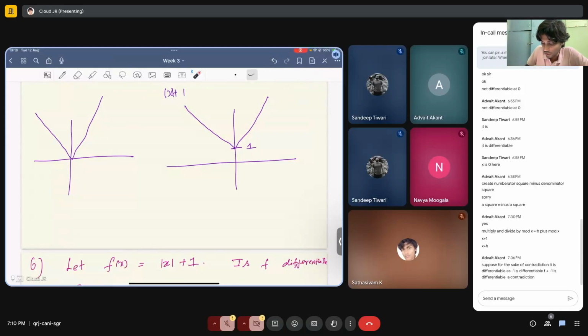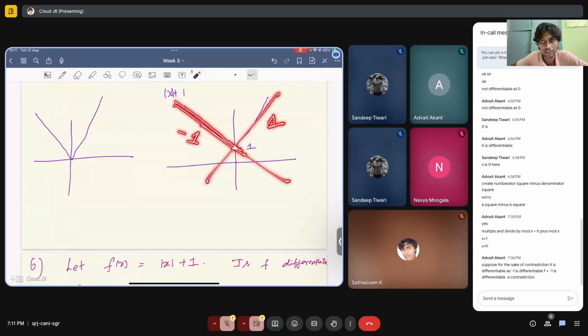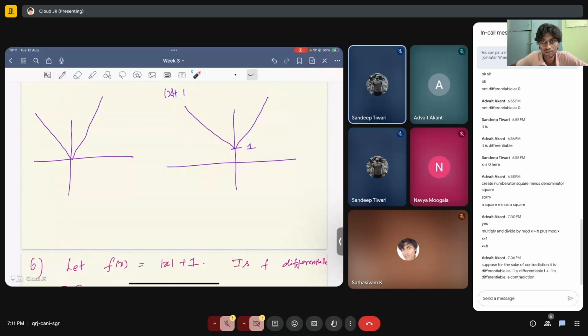If you look at the derivative at this point, the left-hand derivative gives you minus 1. The slope from here you can see is minus 1. On the other side you get 1. So it's the same thing. Yes, I got it. You got it, right? Yes, sir. Okay.